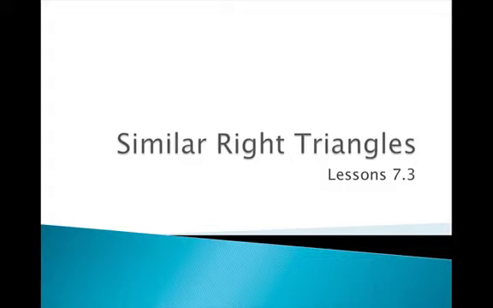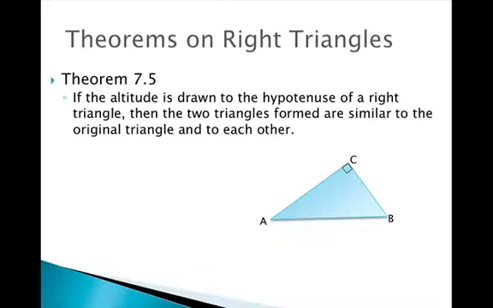Welcome to lesson 7.3. Today we're going to go over similar right triangles, and we're going to learn 3 new theorems as well as review the geometric mean, which we learned earlier in chapter 6. So the first theorem is theorem 7.5. This theorem states that if an altitude is drawn to the hypotenuse of a right triangle, then the two triangles formed are similar to the original triangle and to each other.